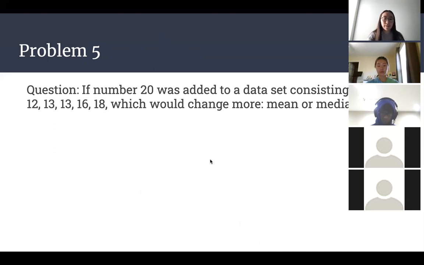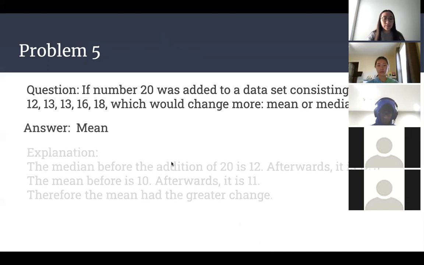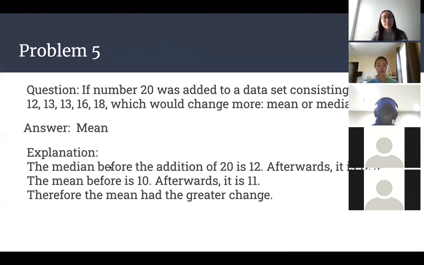Okay, so everyone is saying mean, and that is correct. To solve this problem, we have to find the median before we add 20 and the median after. The original median is 12, and after you add 20 to the data set, it changes to 12.5. The mean before is 10, and afterwards it jumps up by 1, so it becomes 11. Since the mean changed by 1 and the median only changed by 0.5, the mean had the greater change. So good job.